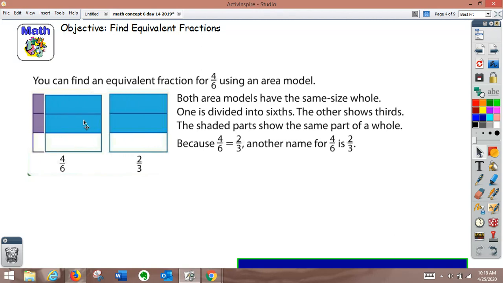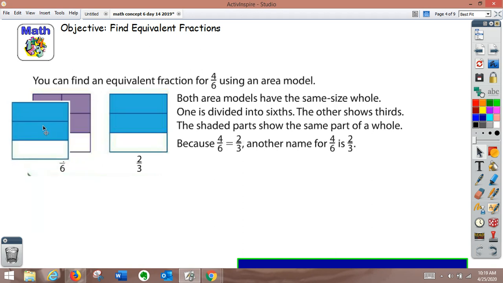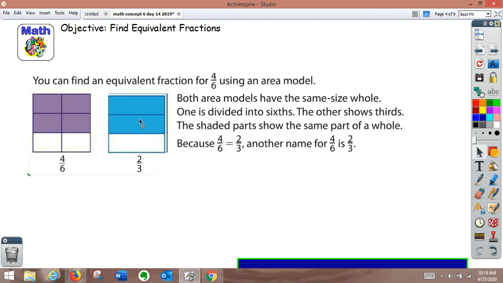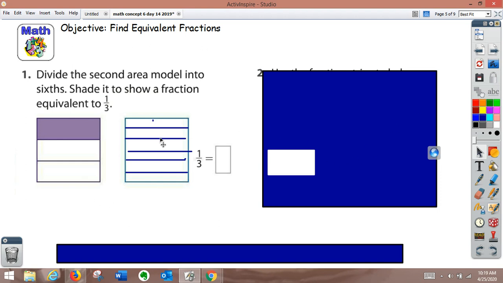Let's try this. If I slide this over, remember the outside is the same. And you can see those are the same size. Those blue shaded parts are the same size as those 4 purple shaded parts. So yes, 4/6 equals 2/3, which means another name for 4/6 is 2/3. It's the same fraction, you're just calling it by another name.